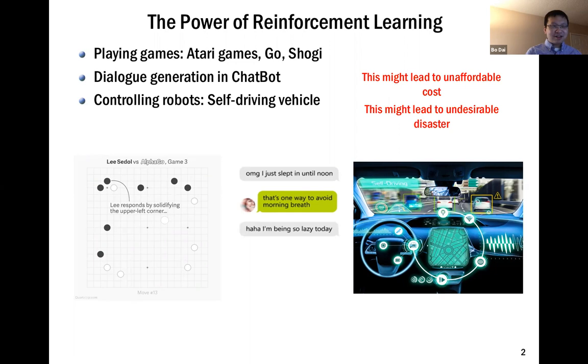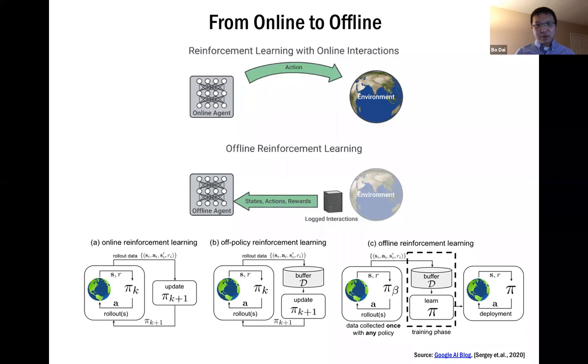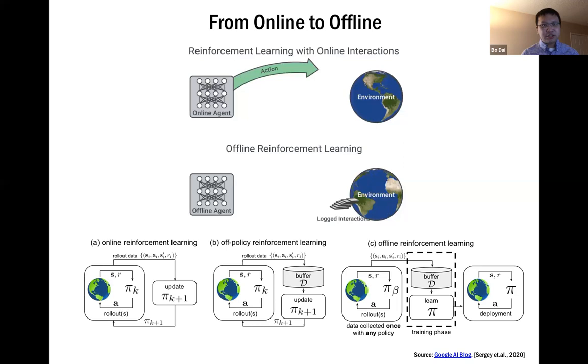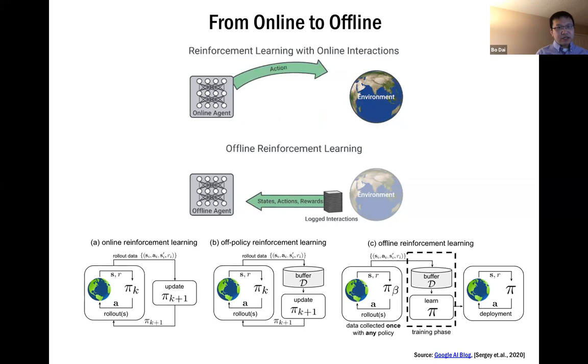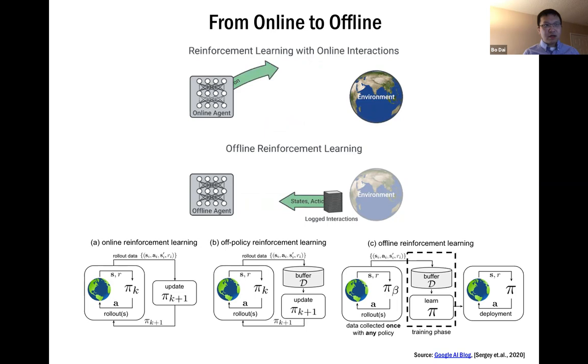So let's look at the problem. Why does this happen? It's just because you cannot control the procedure of collecting data in vanilla reinforcement learning, which is like the first row, first figure in this slide. That means the agent is playing directly with the environment and then uses the feedback from the environment to update the agent itself. So in this case, the agent sometimes will make very bad decisions, and when you apply this kind of action to the environment, it maybe leads to some undesirable results. So what can we do?